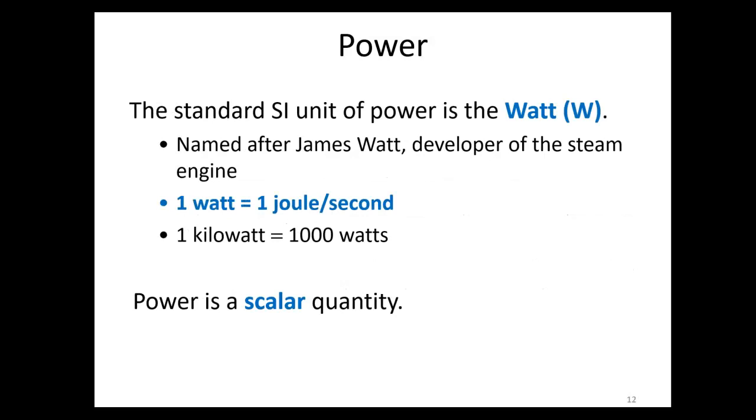The standard metric unit of power is the watt, which is represented by an uppercase W, and 1 watt equals 1 joule per second. It's very common, like on our electric bills and things like that, to see references to kilowatts. And remember that prefix kilo, K, just means multiply by 1,000. So a kilowatt is 1,000 watts.